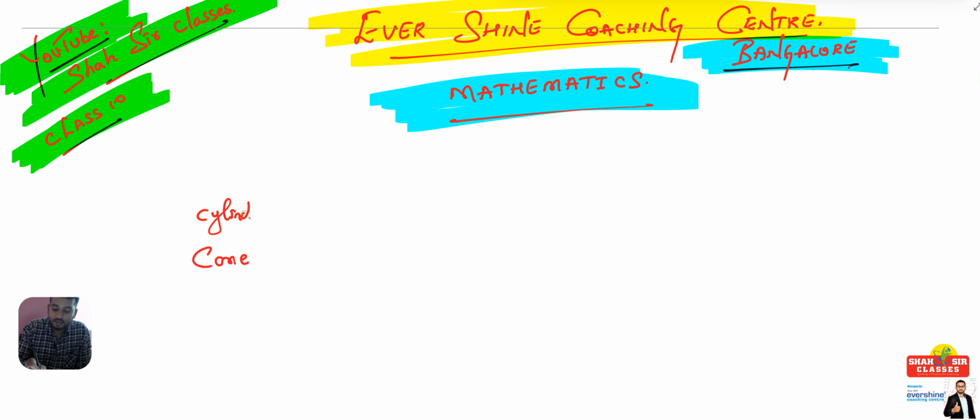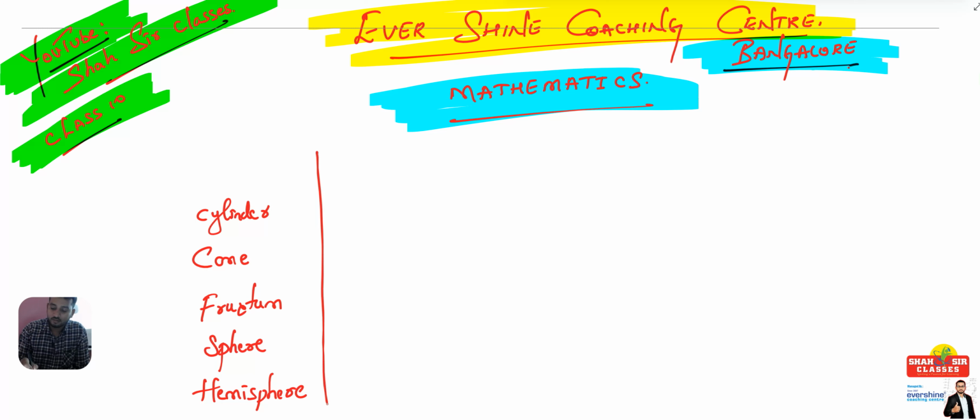First topic is cylinder, second is cone, and then frustum of a cone, sphere, hemisphere, sphere, hemisphere. Any doubts? Any doubts, students? So these are the important solids. Which are the important solids? Cylinder, cone, frustum, sphere, and hemisphere.